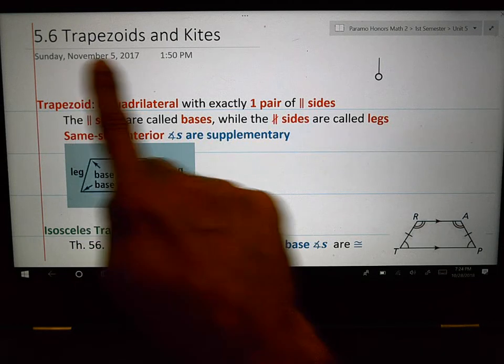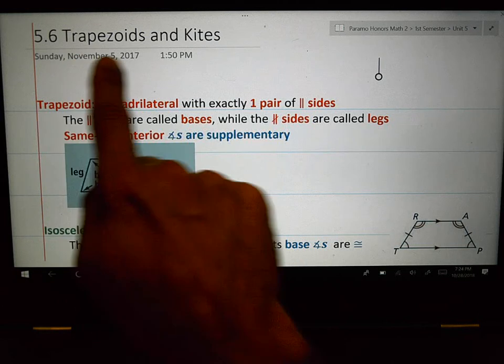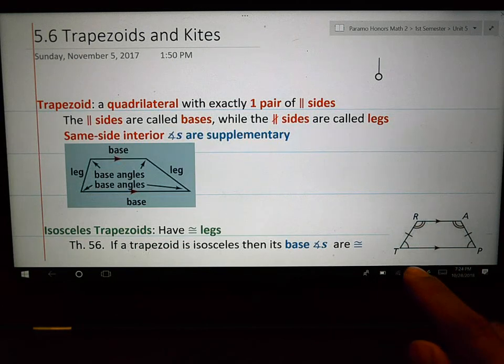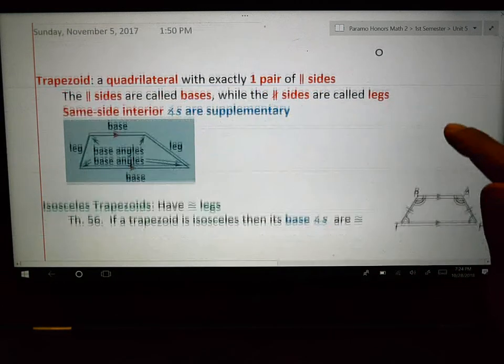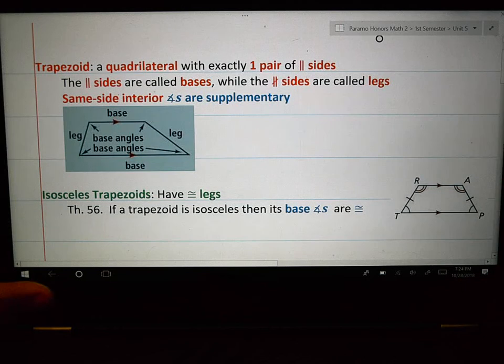Section 5.6 is on two shapes. One's called a trapezoid, the other one's called a kite. So we have several different parts to these notes.